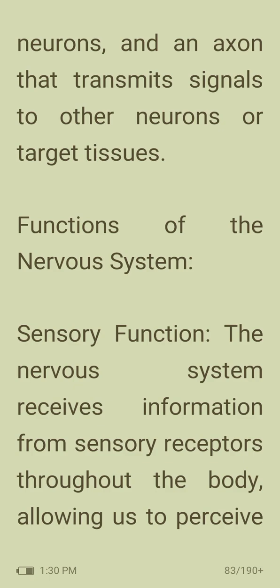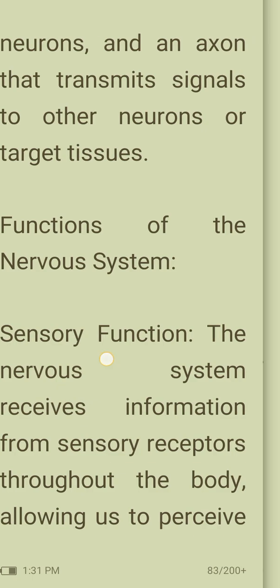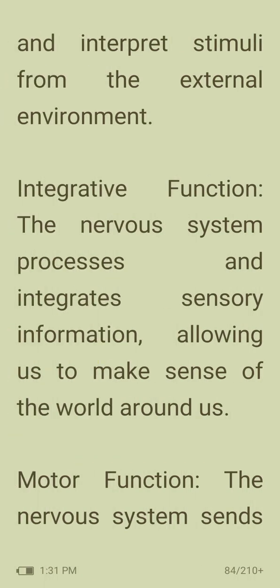Functions of the nervous system. Sensory function. The nervous system receives information from sensory receptors throughout the body, allowing us to perceive and interpret stimuli from the external environment. Then integrative function. The nervous system processes and integrates sensory information, allowing us to make sense of the world around us.